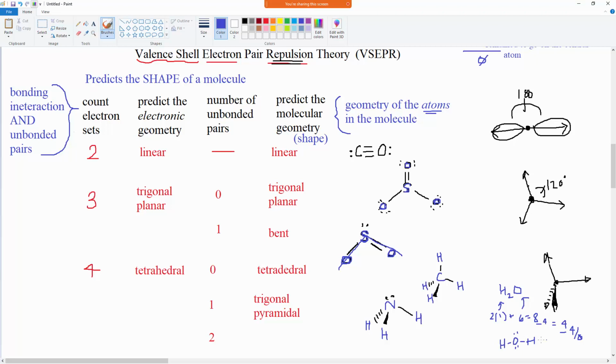It makes it look like it's linear, but it's totally not. Because as you see, every bonding interaction and each unbonded pair counts as an electron set, and I have 2 single bonds, so that's 2 electron sets. And then I've got 2 lone pairs. They take up space and they repel the others. Those are 2 more electron sets. So I've got 4 electron sets, and 2 of them are unbonded pairs.